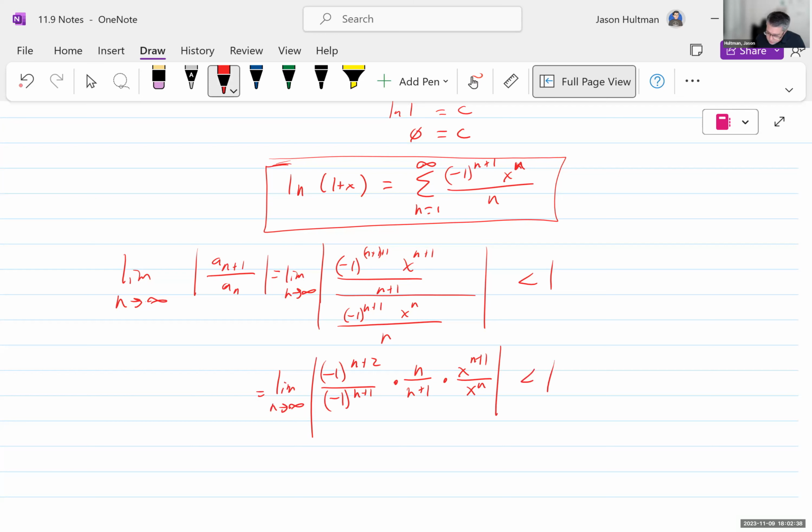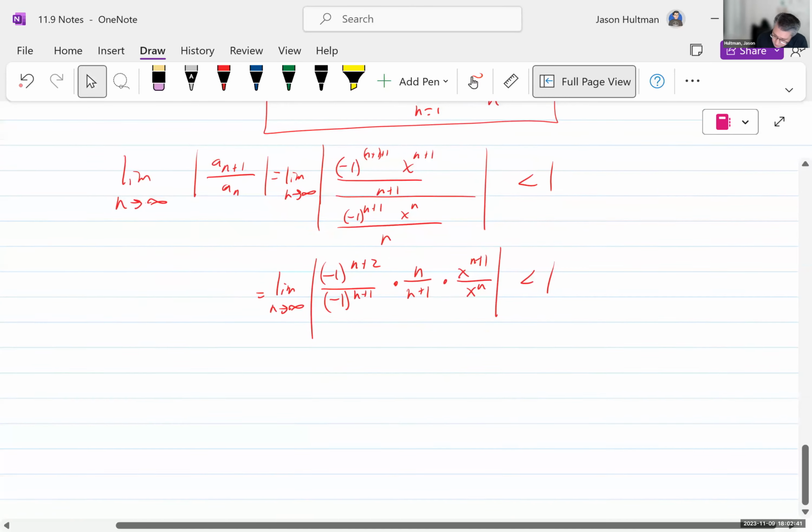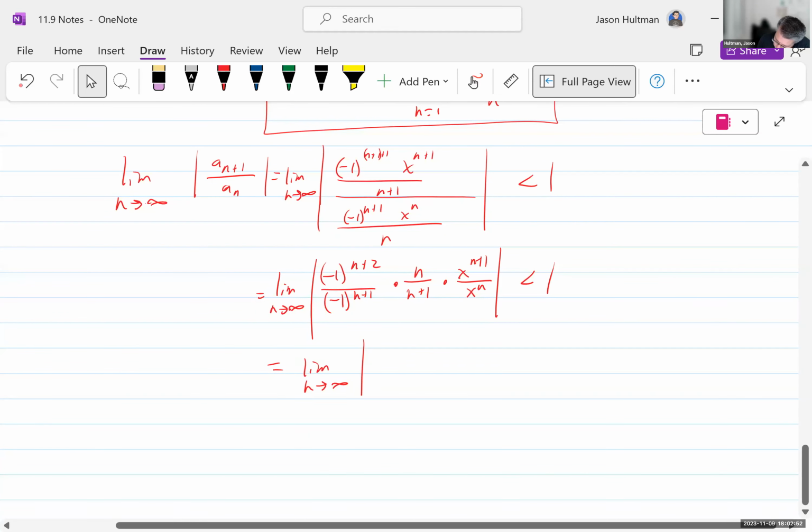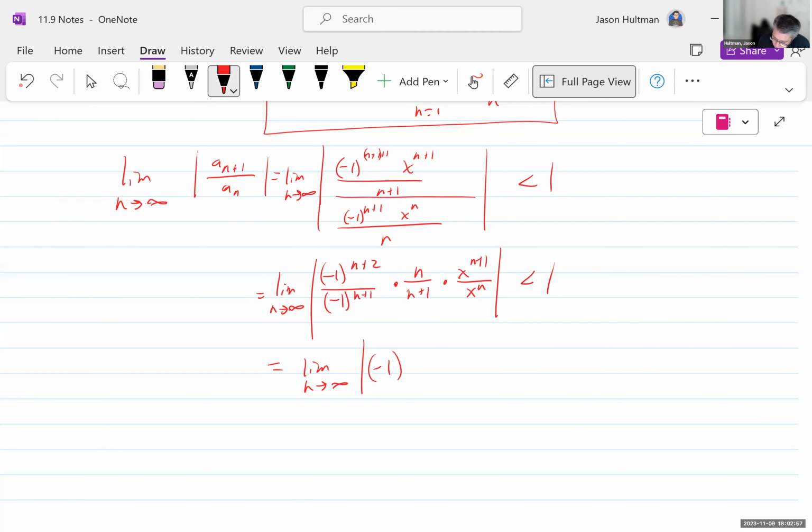Okay, so let's reconcile some of these powers here. Negative 1 to the n plus 2 over negative 1 to the n plus 1, that's just negative 1. It's only one power extra. Okay, this thing here, n over n plus 1, I'll just leave that for now. We'll deal with that on the next step. And then x to the n plus 1 over x to the n, that's just going to be x.